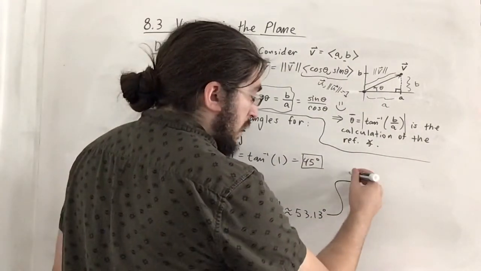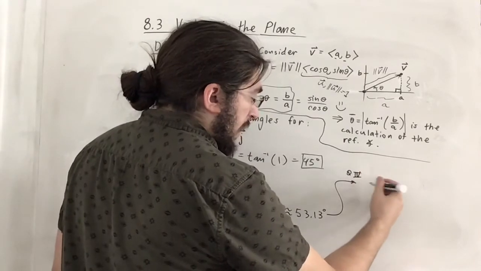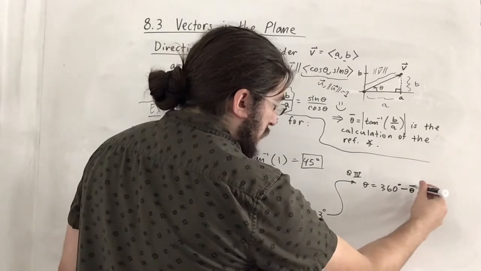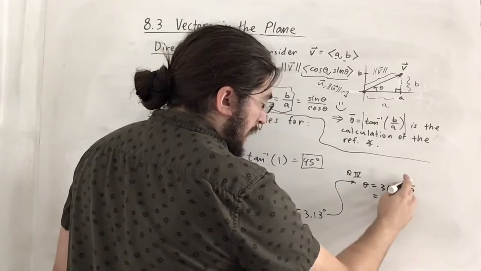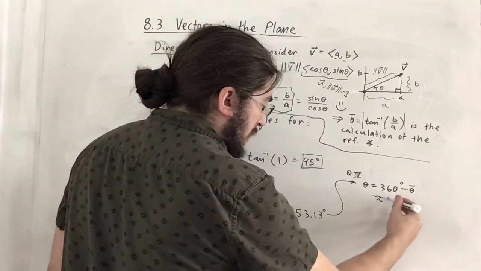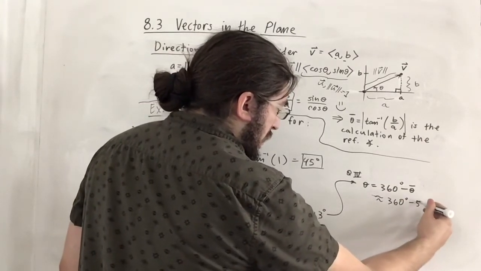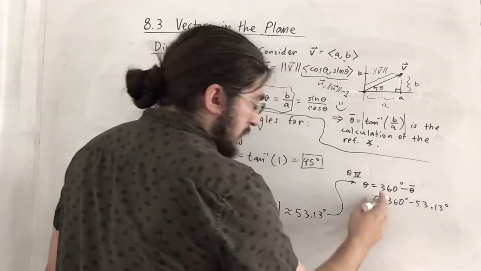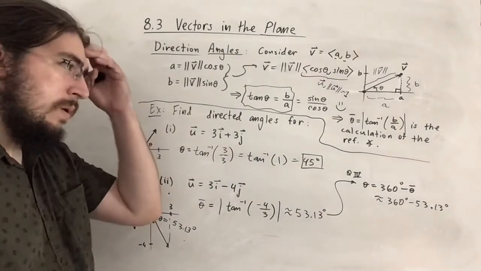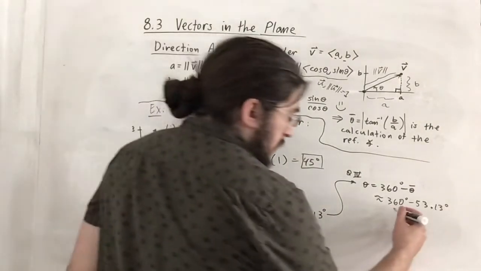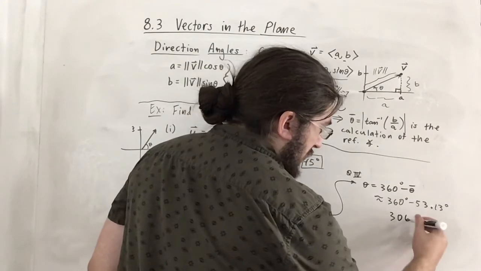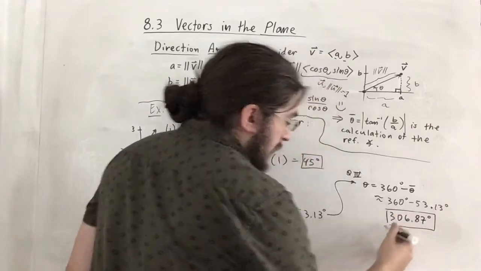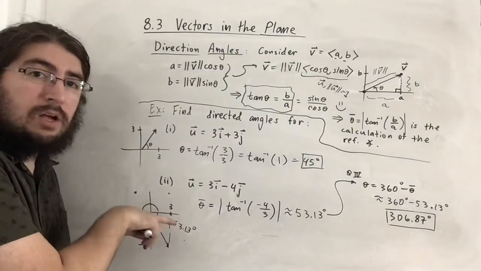So the fact that we are in quadrant 4 here implies that we must write theta as being 360 degrees minus theta bar, which we just found. And that is approximately 360 minus 53.13. Let's see if we can do this in our heads a little bit. So 360 minus 53 is 307, so it's going to be just shy of that. So it's going to be 306.87. Awesome. So that's the angle again from the positive x-axis around.